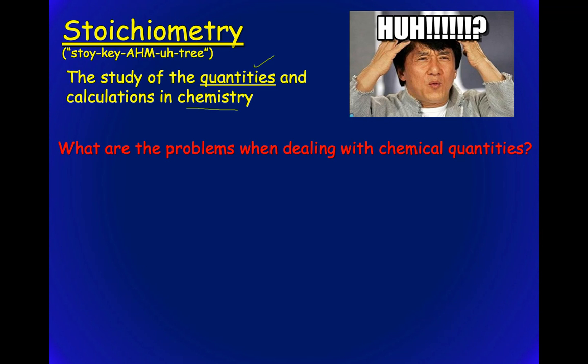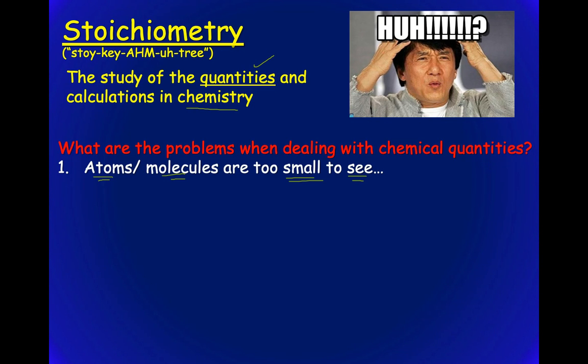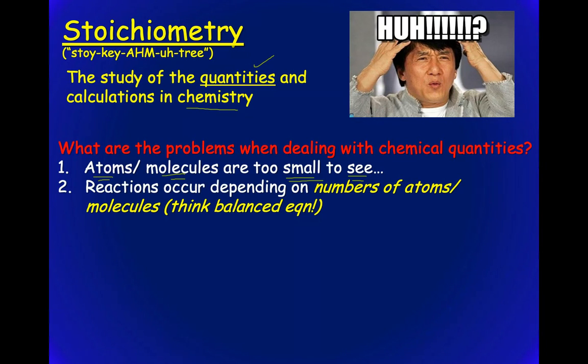If we examine this, what is really the problem when dealing with chemical quantities? Number one, molecules and atoms are way too small to see, right? So you can't see them. When we deal with quantities in real life that are larger particles, such as pennies or eggs or staples, or any average size object, it's easy because we can count them. We can see them really easily. So that's the problem.